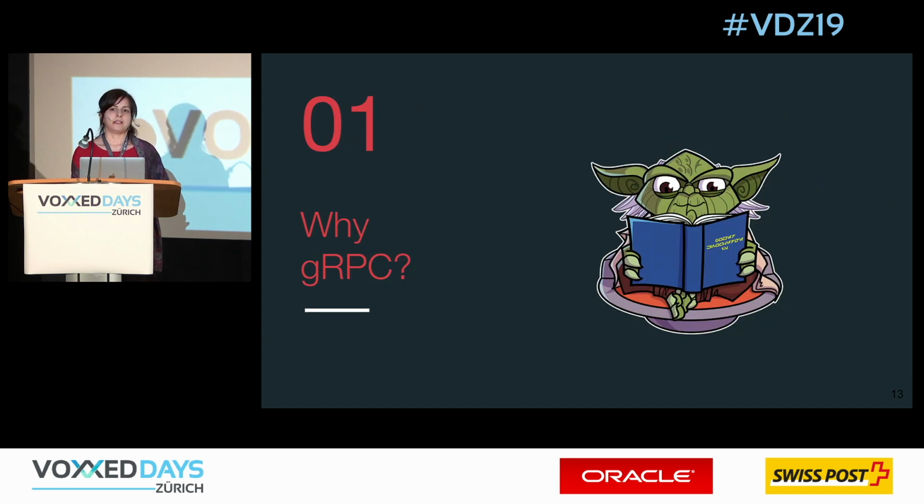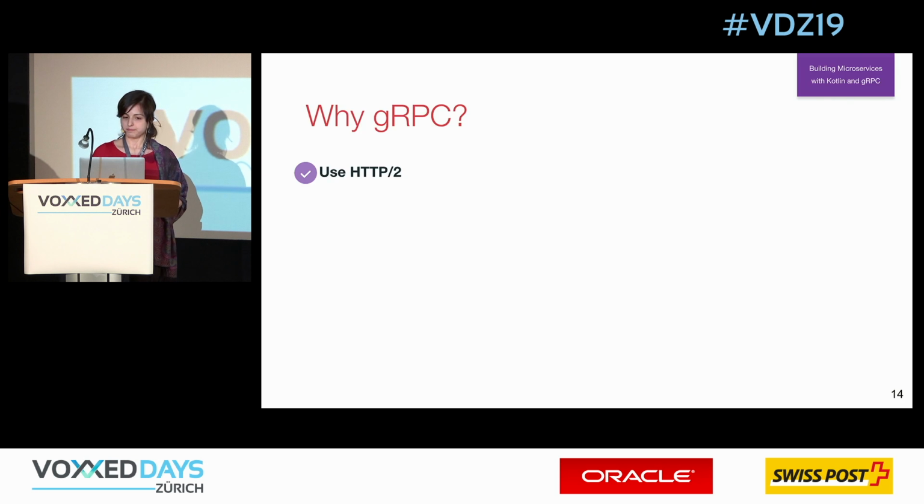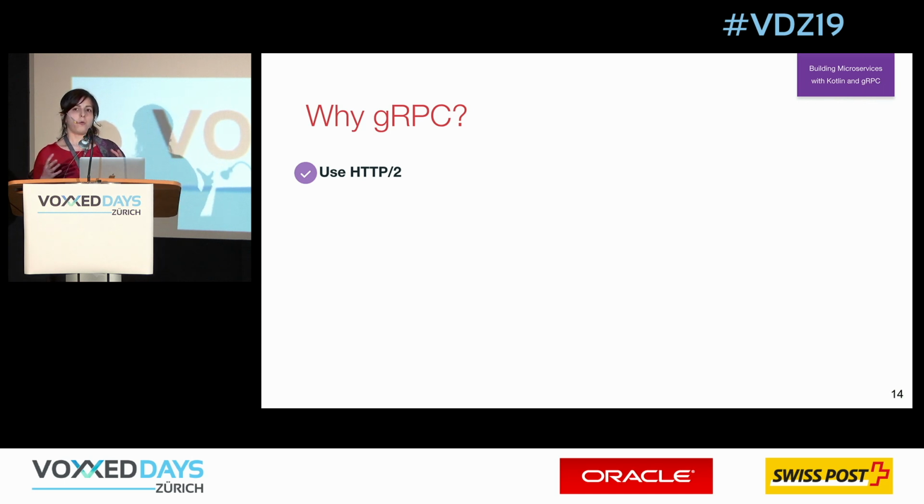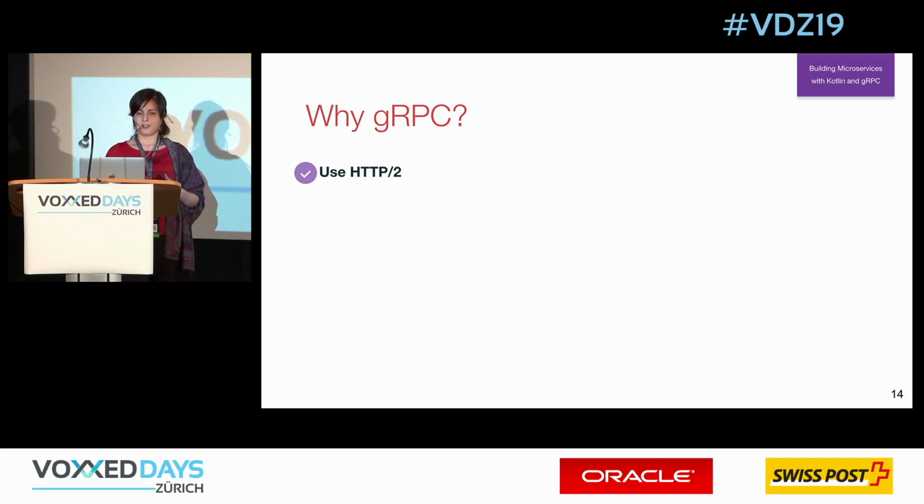Why can gRPC help us? Let's discover what it is. Actually, gRPC is like a library which can help you to build your communication between microservices. Why can it be so efficient? First of all, gRPC is built on top of HTTP 2.